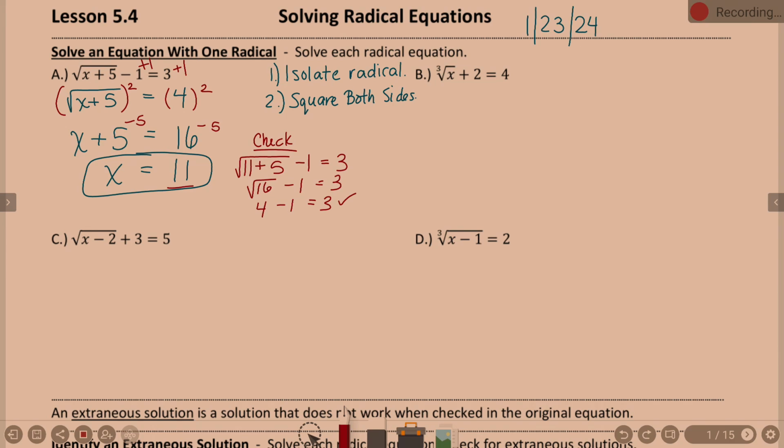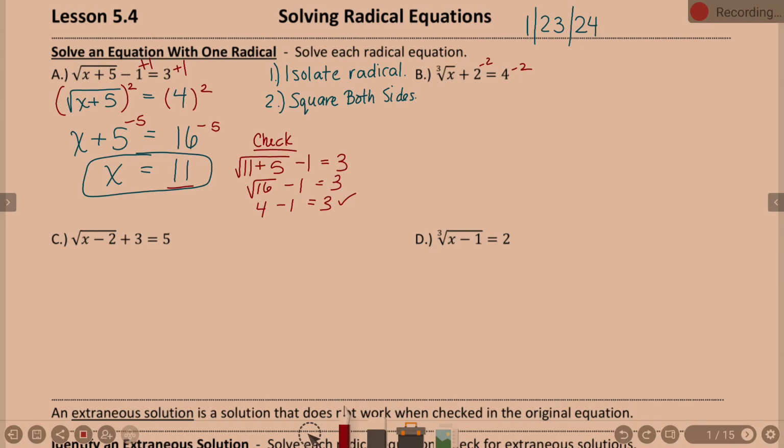Okay. Ready to try B? Cube root of x plus 2 equals 4. What do you want to do? Okay. In order to isolate that radical first, subtract the 2. Because is the 2 under the radical?